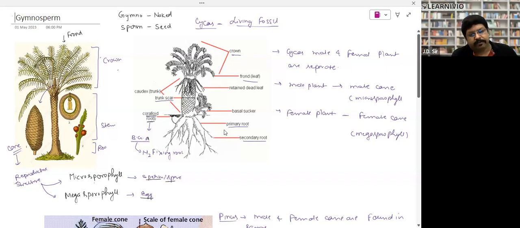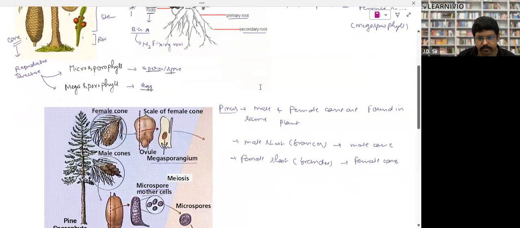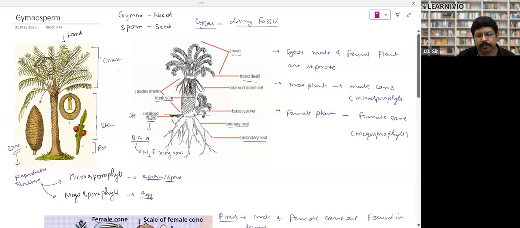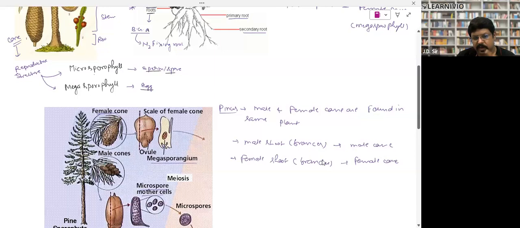Cycas, living fossil, has been asked. Coralloid root is very important. These coralloid roots have symbiotic blue-green algae that fix nitrogen. So they are nitrogen-fixing algae, found in cycas. In cycas, male and female plants are different, but in Pinus, male and female plants are the same.